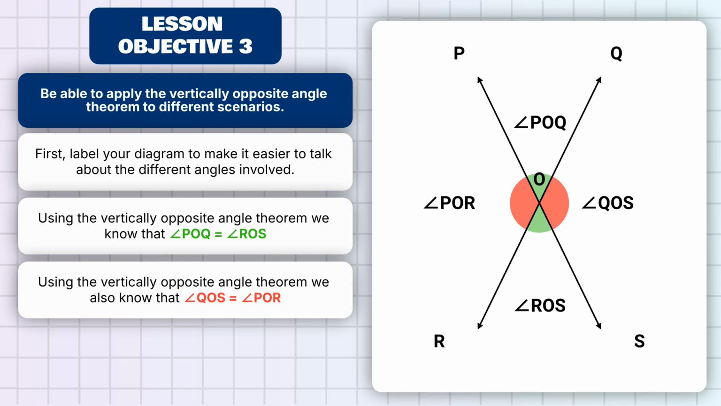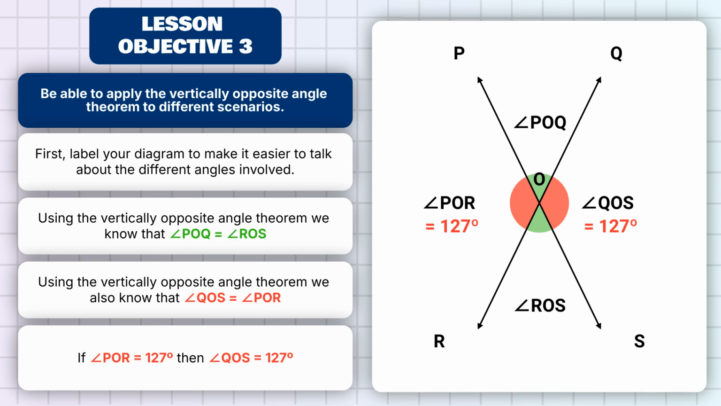What if we were told that angle POR equals 127 degrees? What would angle QOS equal? Well, since angle QOS is equal to angle POR, then it must also equal 127 degrees. So this is how we can use the vertically opposite angle theorem in practice.